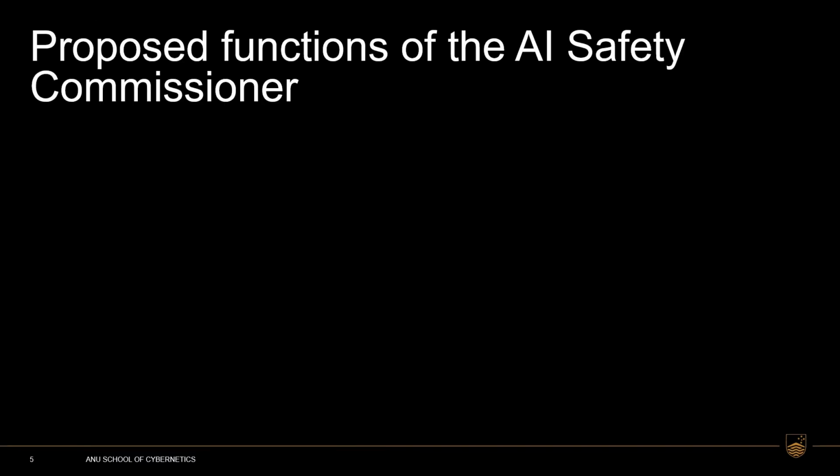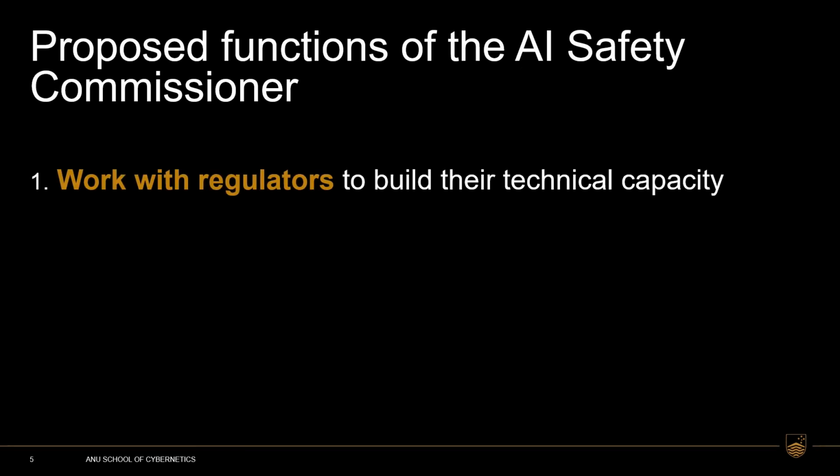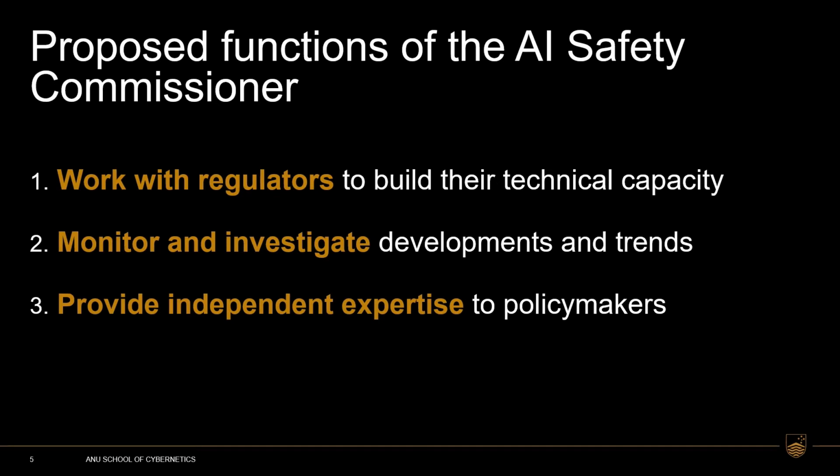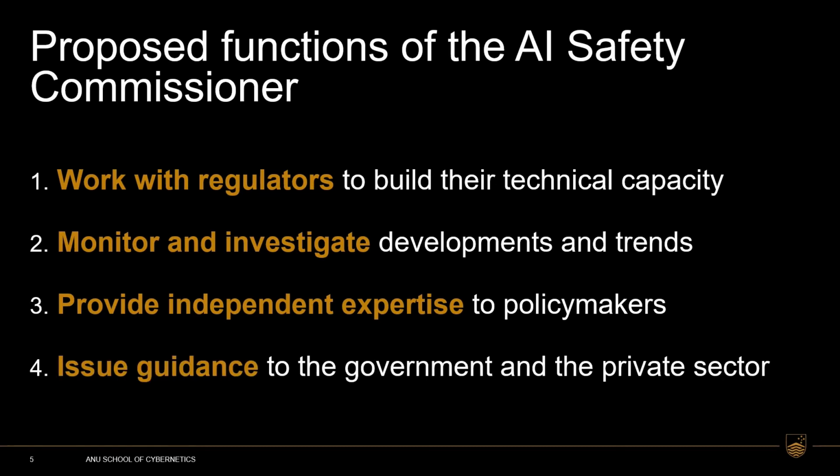The four proposed functions of this commissioner were to work with regulators to build their technical capacity regarding the development and use of AI, to monitor and investigate developments and trends in the use of AI, especially where there might be human rights risk, to provide independent expertise relating to AI and human rights specifically for Australian policymakers, and then finally to issue guidance to the government and to the private sector on how to comply with laws and the ethical requirements in the use of AI.